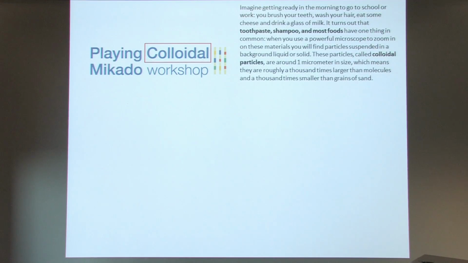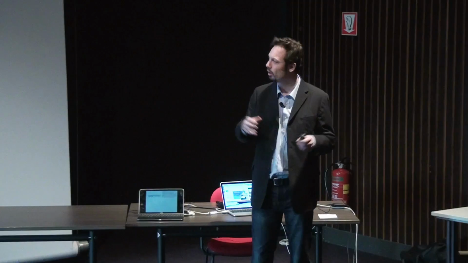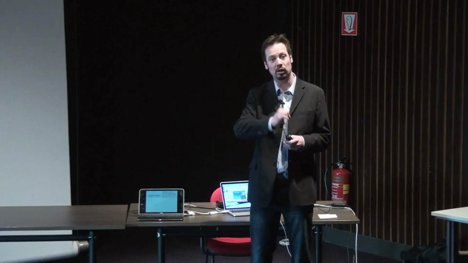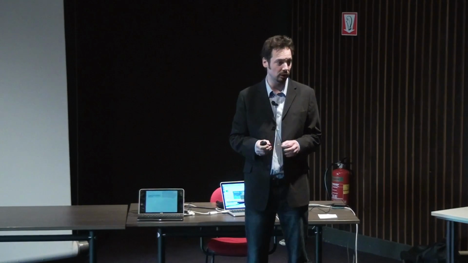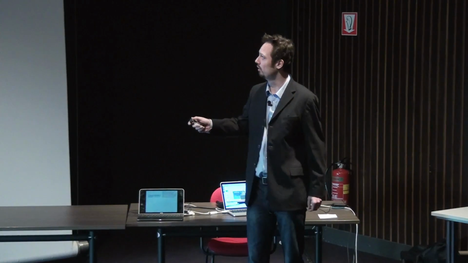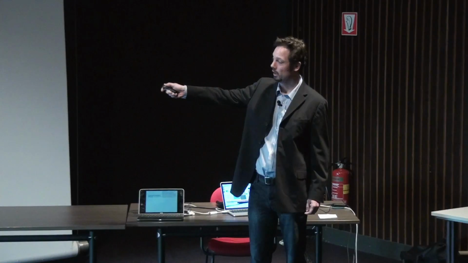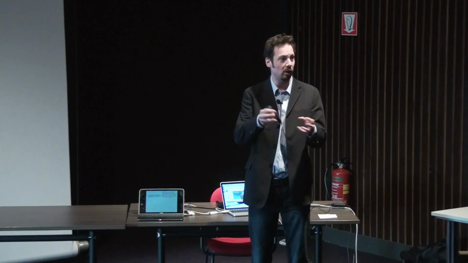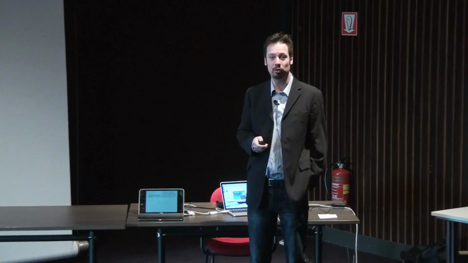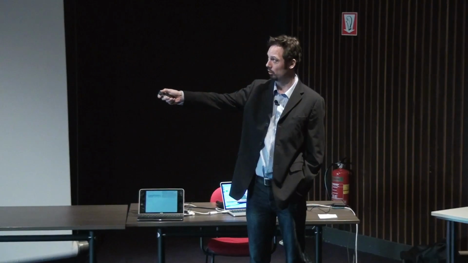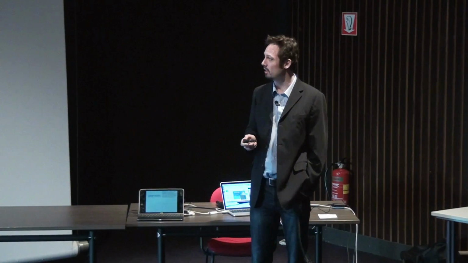So if you use a powerful microscope and zoom in on the food or the personal health care products, you would find particles which are, roughly speaking, 1,000 times larger than molecules and 1,000 times smaller than grains of sand. So we're in the 1 micrometer range. As soon as you've got objects which are about a micrometer in size, it means you are dealing with colloidal particles. So colloids really indicates size.